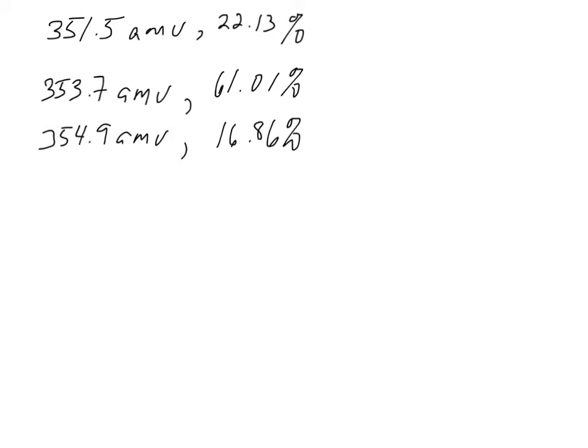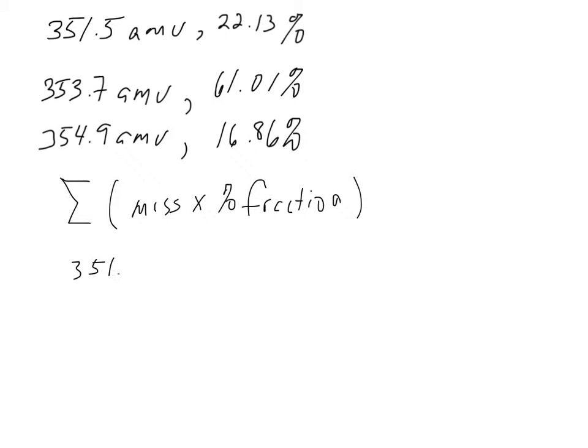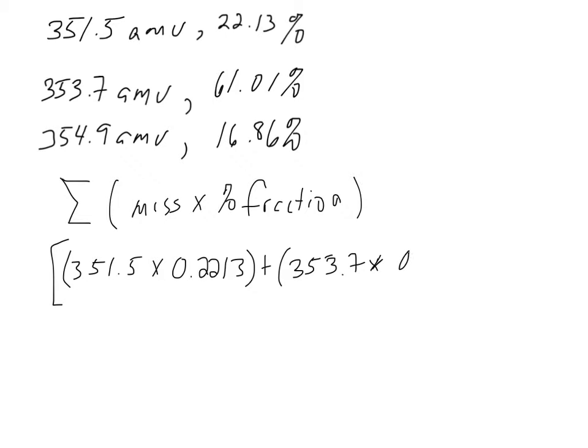So to calculate the average atomic mass, remember this is the sum of the mass times the percent abundance, or the mass fraction. Okay, so we're going to take our 351.5 times the 22.13%, but I want this to be a fraction or a decimal, so 0.2213, and I'm going to add the 353.7 times 61.01, again as a decimal, 0.6101, plus the final is the 354.9 times 0.1686.